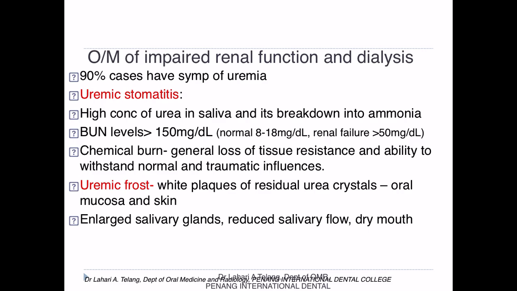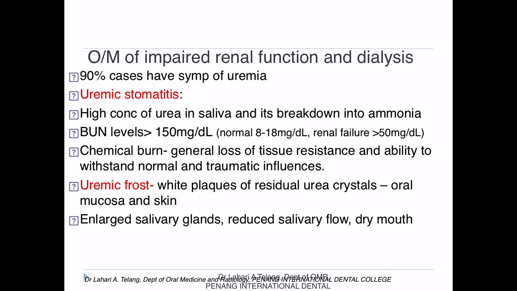Not all patients will manifest with all of the oral manifestations that are listed here, but they could be having one or more of these. So in uremic stomatitis, what do we see? High concentrations of urea in saliva and its breakdown into ammonia, because of which blood urea nitrogen levels are greater than 150 milligrams per deciliter, which in a normal patient is around 8 to 18, and patients who are having renal failure should be around greater than 50. So if you're having greater than 150 milligram per deciliter BUN levels, then you're likely to see uremic stomatitis.